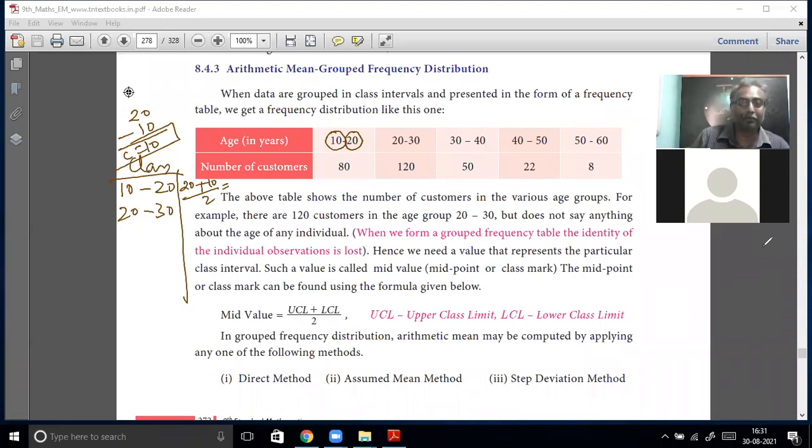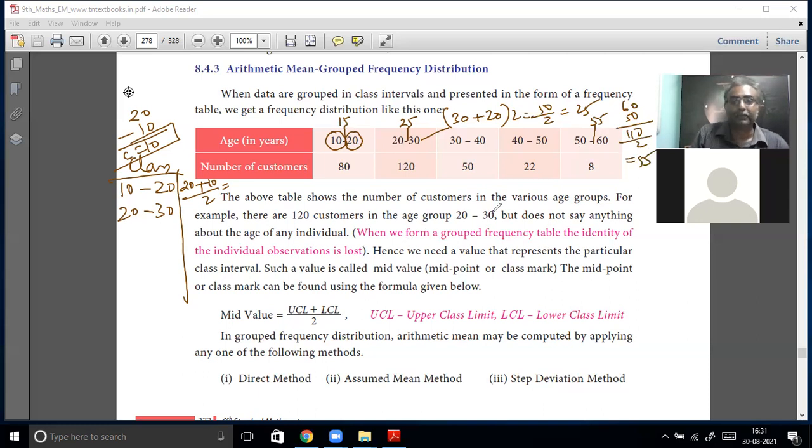So mid value you have to find. The mid value of 10 to 15 is 15... I mean, 20 to 30 is 25. How to find mid value? 30 plus 20 divided by 2, that is 50 divided by 2 is equal to 25. 50 to 60, 55 is the mid value. That is 60 plus 50, 110 divided by 2 is equal to 55.